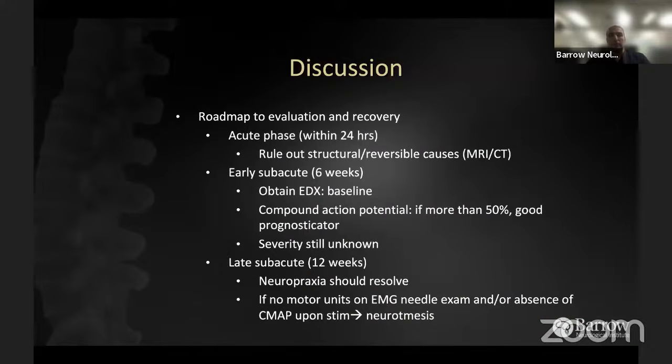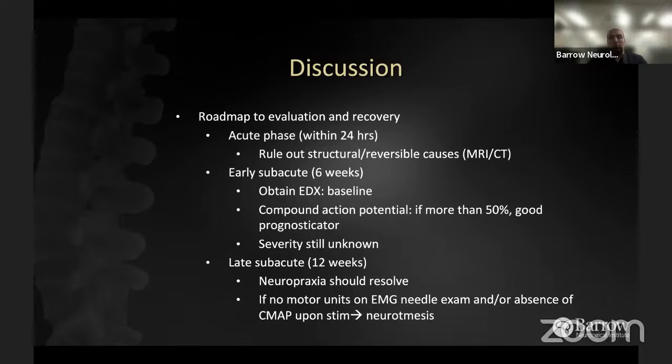So in the final segment of the paper, there's a discussion about what to expect in these patients and the timeline. For the patient that wakes up with a neurological deficit in the acute phase, within 24 hours, the most important thing to do is for the surgeon to rule out any structural reversible causes by obtaining an MRI or a CT scan. At Barrow, we obtain MRI and CT scan on all patients, regardless of their neurological status, but certainly it adds urgency if there is a neurological deficit. This allows you to identify reversible causes such as a misplaced screw, or a misplaced or migrated cage, that could be easily identified and fixed.